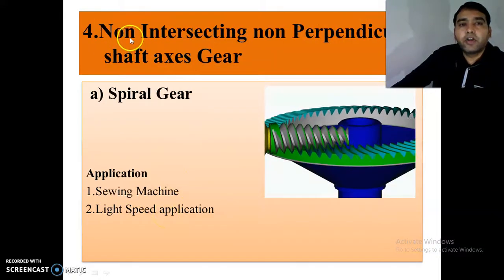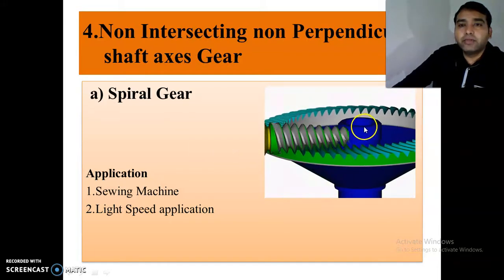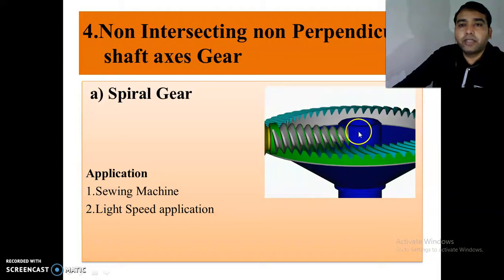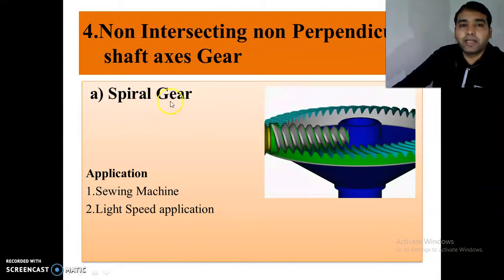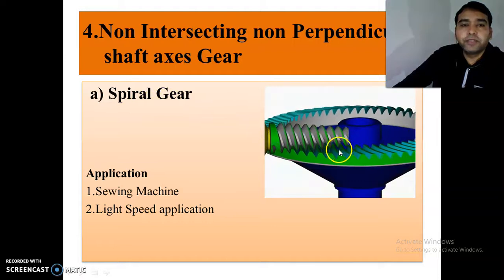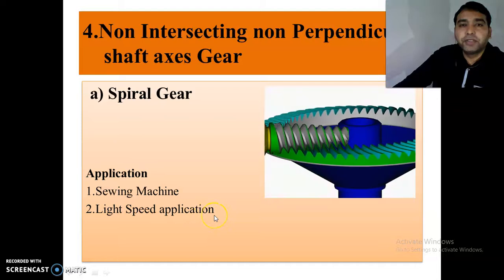Now fourth, non-intersecting, non-perpendicular shaft axis gear. That means the two shafts are not intersecting with each other and also are not perpendicular to each other. In such a case, the spiral gear are used. It is used in the sewing machine, and also in light speed applications.